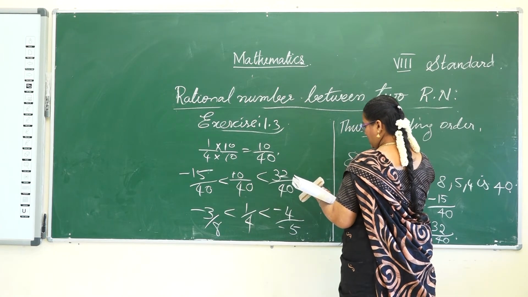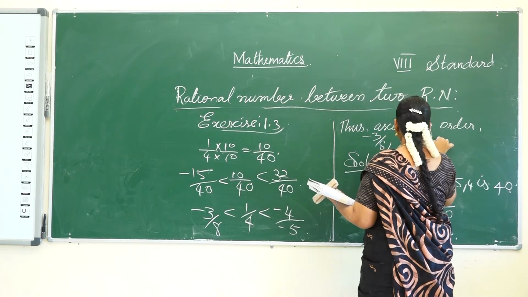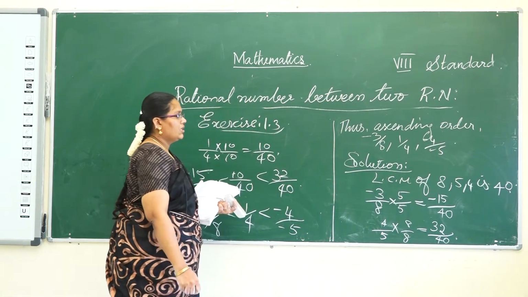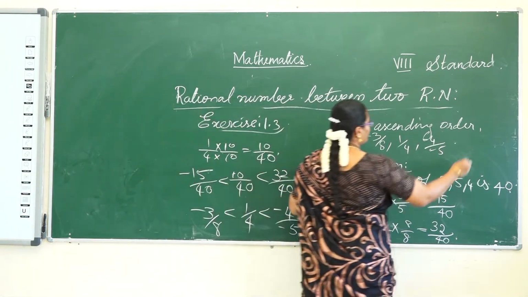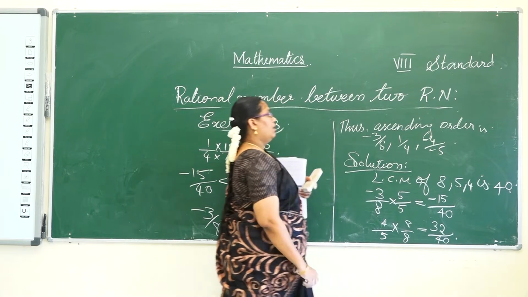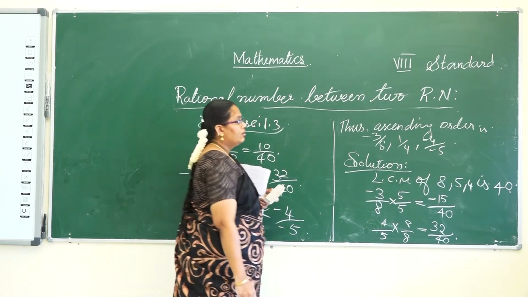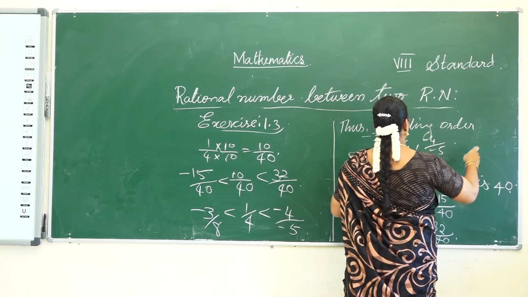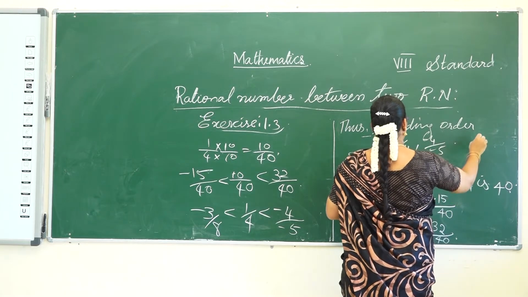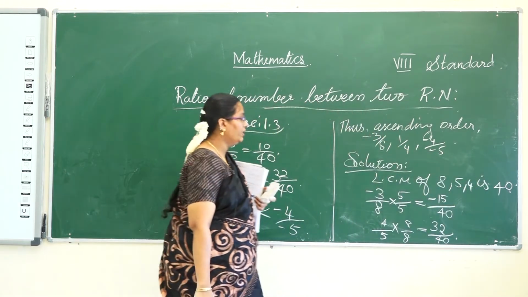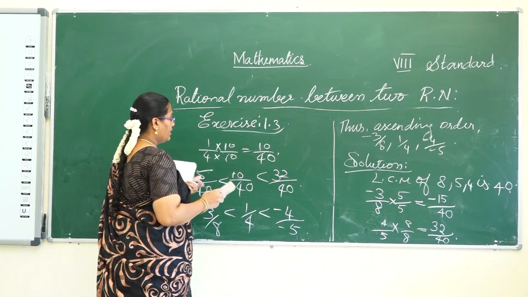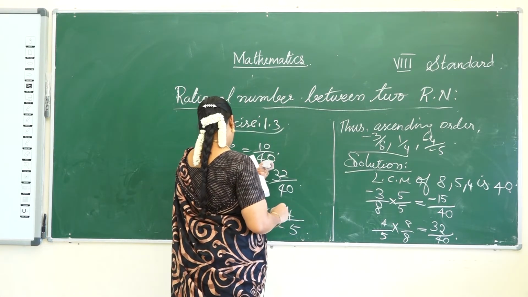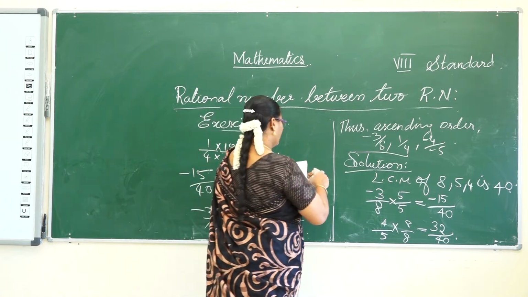Minus 3 by 8, 1 by 4, minus 4 by 5, minus 4 by... ascending order. Thus the ascending order, right? Okay, that's it. And next one. So B is a homework, and fourth one.